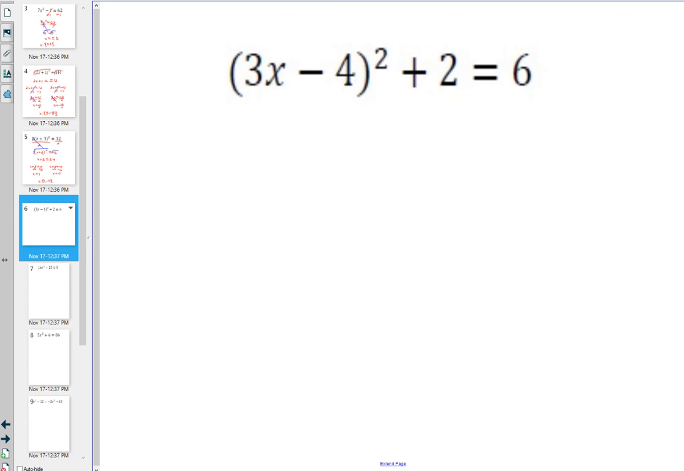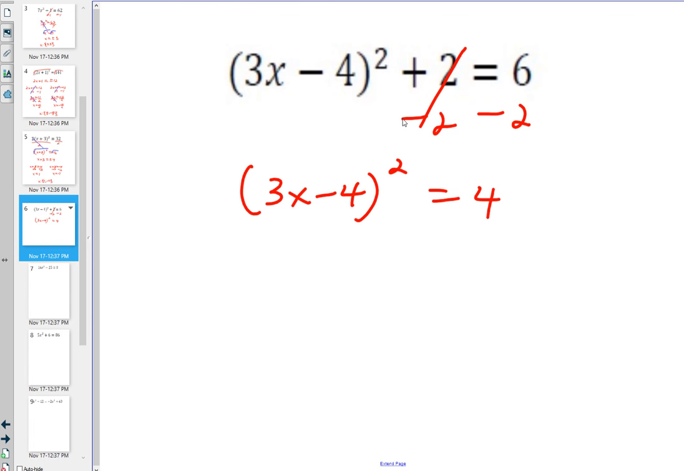Hey, how many x's are there? So what do you think would be a good method to use here? Okay. Ali, what would be the first step I would do here to get the x by itself? Very good. Yeah, I want to get rid of the 2, minus 2. And then parentheses and the square. Now I can get rid of the square by a square root.